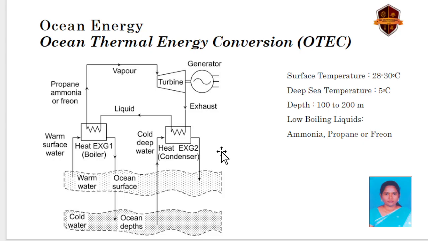The temperature difference between warm surface water and cold deep sea water is used to generate power. Low boiling point liquids such as ammonia or propane are used as working fluids. OTEC utilizes the temperature difference in ocean water. Though efficiency is low, it provides continuous power, making it suitable for island regions.